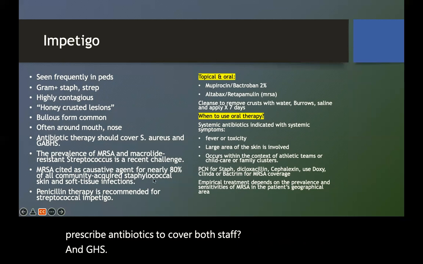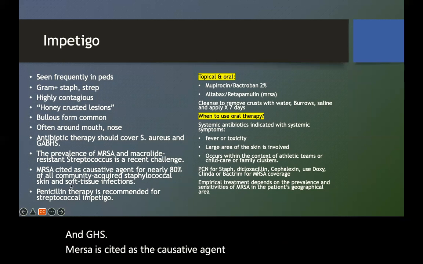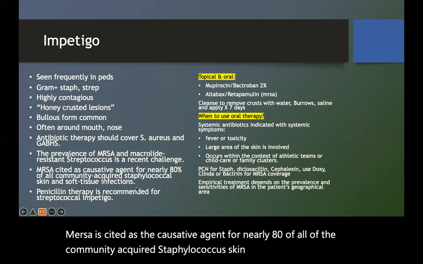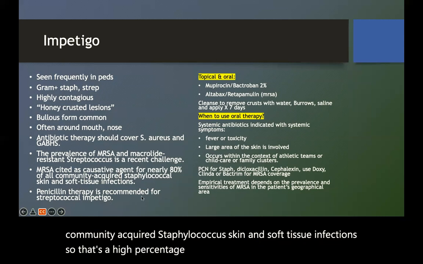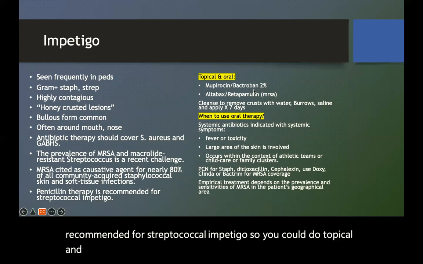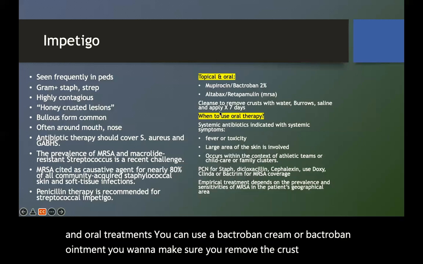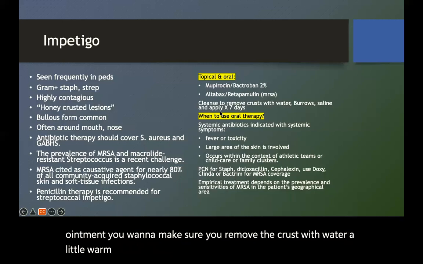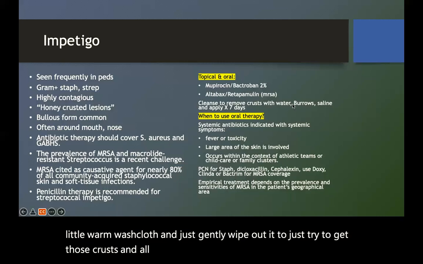MRSA is cited as the causative agent for nearly 80% of all of the community-acquired staphylococcal skin and soft tissue infections. So that's a high percentage rate. Penicillin therapy is recommended for streptococcal impetigo. So you could do topical and oral treatments. You can use a Bactroban cream or Bactroban ointment. You want to make sure you remove the crust with water, a little warm washcloth, and just gently wipe at it to try to get those crusts off the skin.